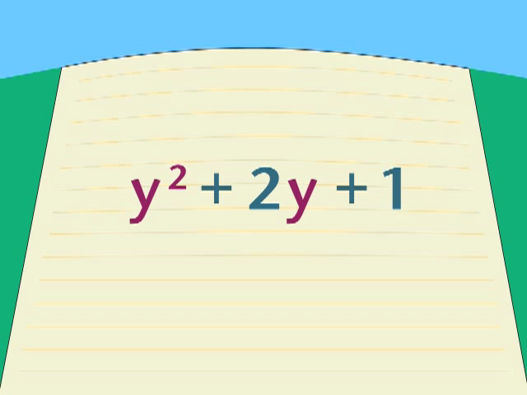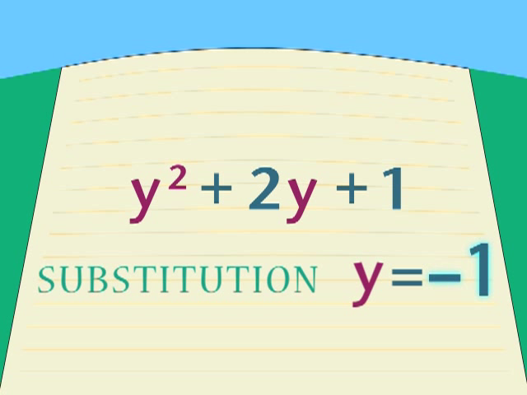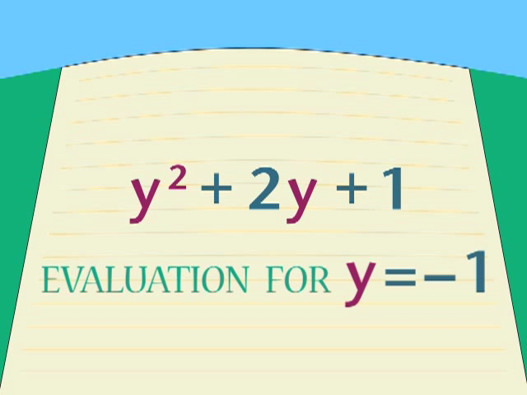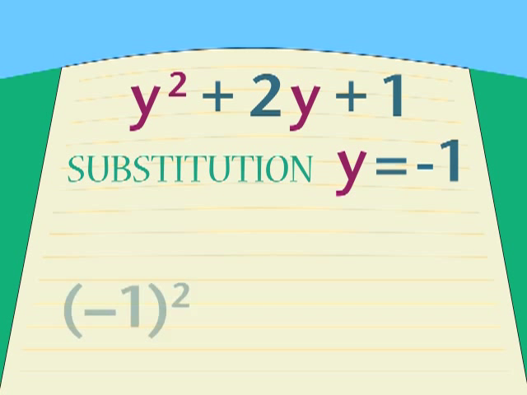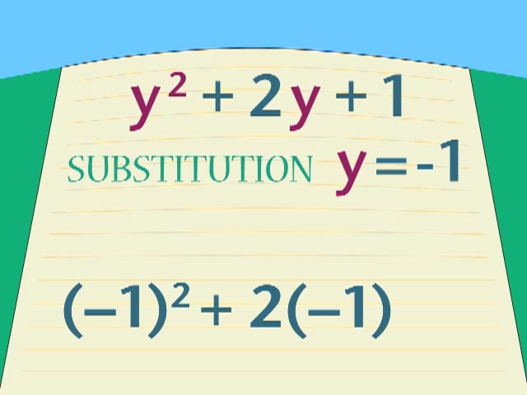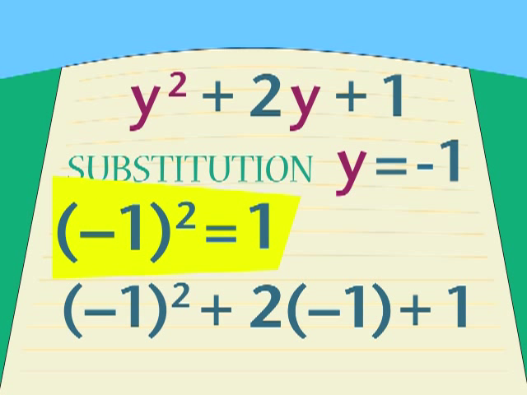In this example, let's give y a value of -1, or we can say substitute -1 wherever we see y. They both mean the same thing. Y squared becomes -1 squared. 2y becomes 2 times -1. The final one remains unchanged, and the result, the answer, is 0.